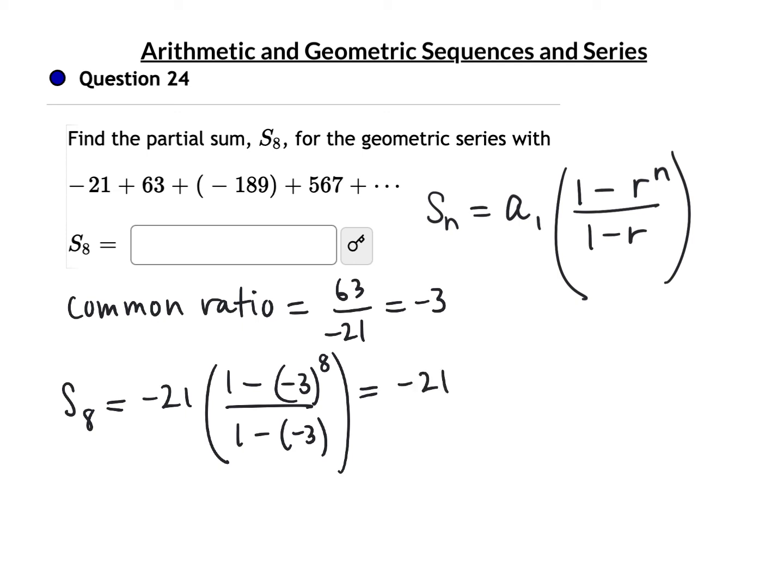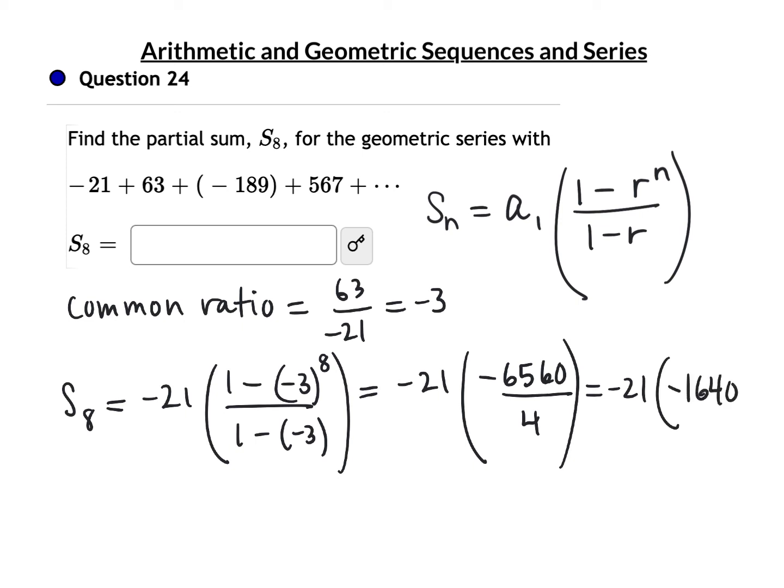Negative 21 times negative 65,060 divided by 1 minus negative 3 is 4. So we'll divide that by 4 and we get negative 21 times negative 1,640. We'll multiply those two and we get positive 34,440.